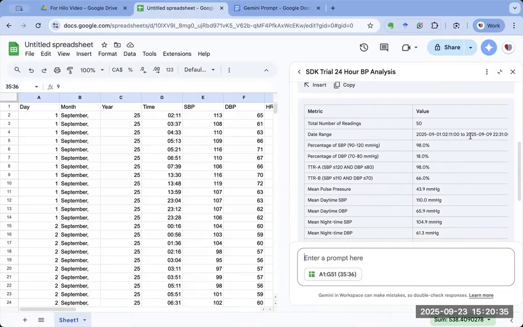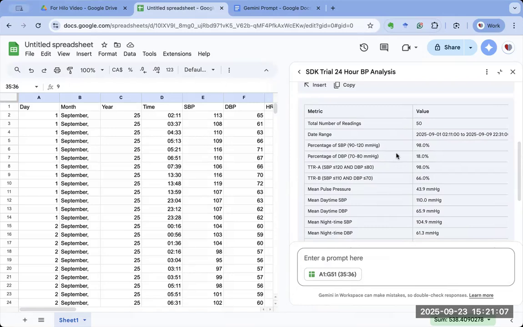So this is the date range, number of readings, percentage of systolic blood pressure between 90 and 120. That was 98% of the readings of these 50 readings. You will be doing it with all your entire readings, and some of you have like 400, 500 readings in each report in each month because you're diligent with your measurements. Next is percentage of diastolic blood pressure in the 70 to 80 range. Now, you don't want blood pressure to be too low or too high.